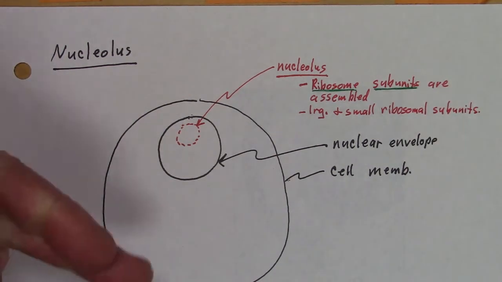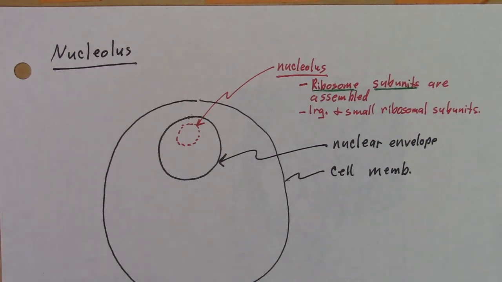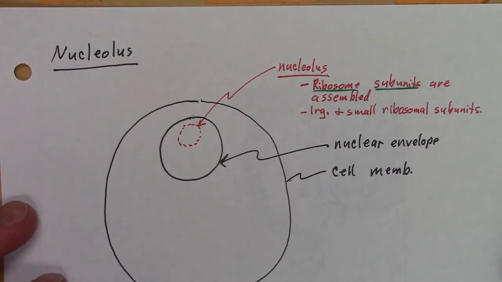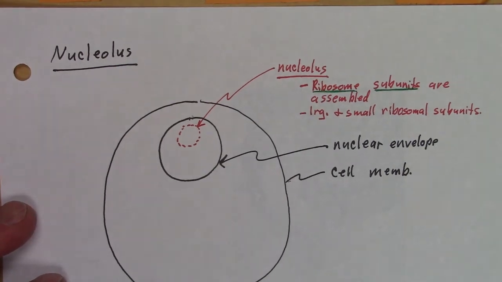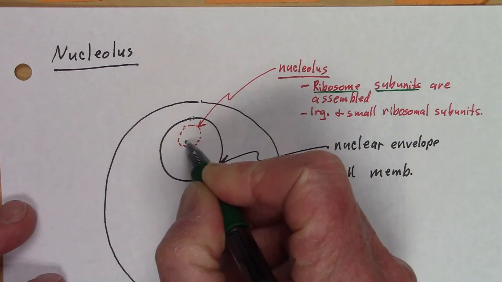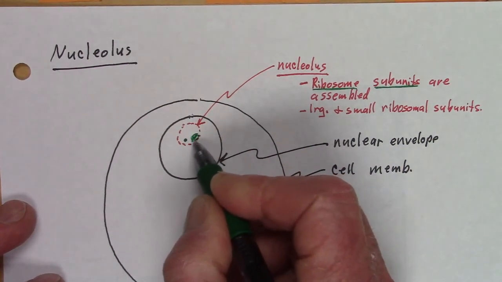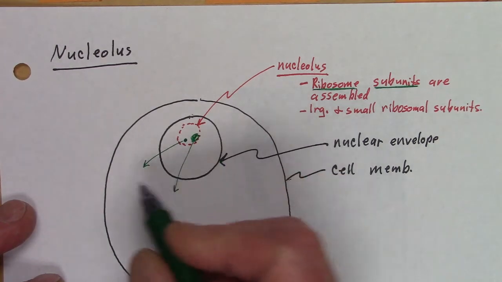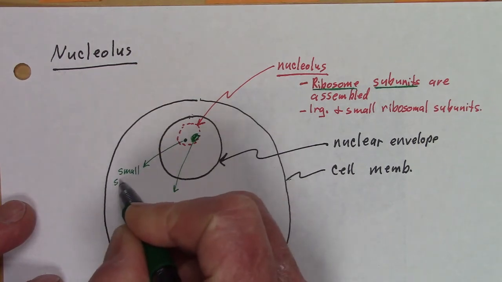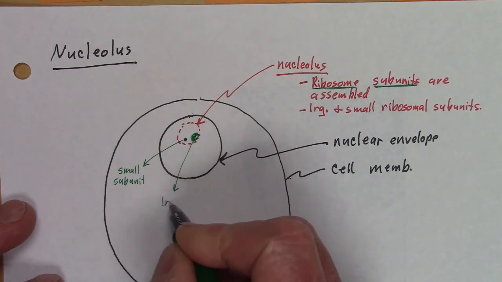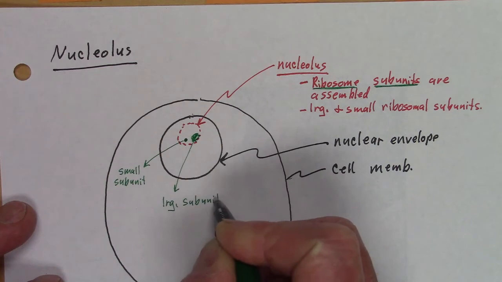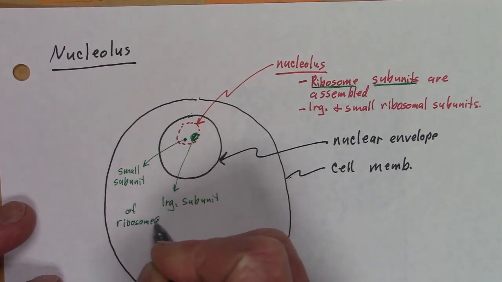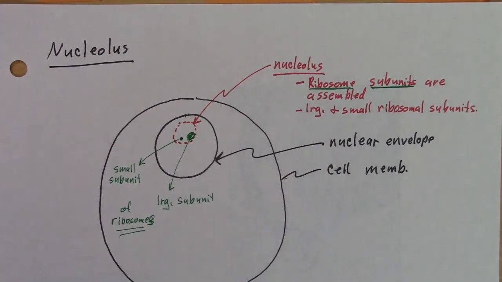So, there's the nucleolus. It's inside the nucleus. And it's where the ribosome subunits are put together, and then those subunits will leave the nucleus for the cytoplasm. So let's say that this is a small subunit and this is a larger subunit, and after they are built inside the nucleolus, they are moved out into the cytoplasm. So we have the small subunit of a ribosome, and we have the large subunit of ribosomes. So then when we talk about ribosomes, you've already been introduced to at least the subunits and where they're made.